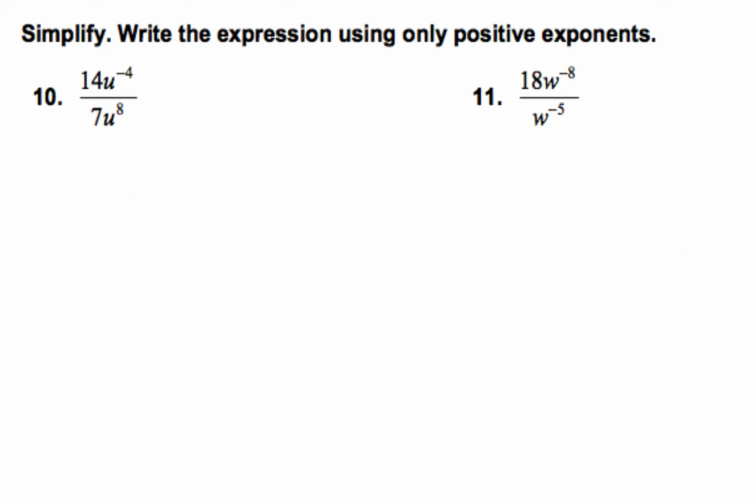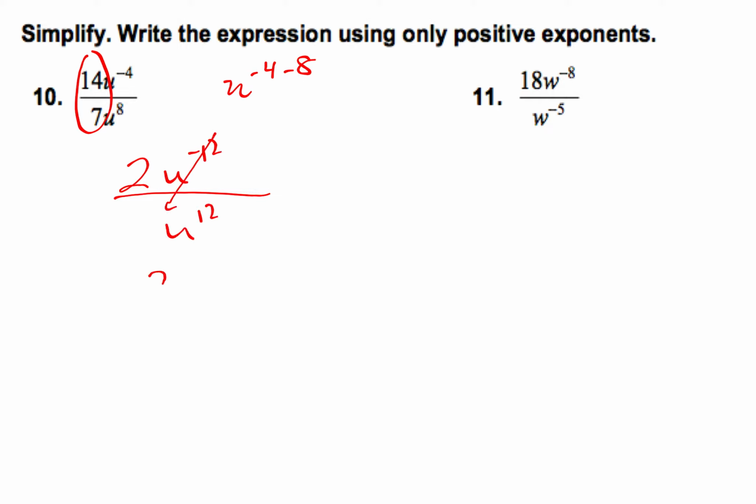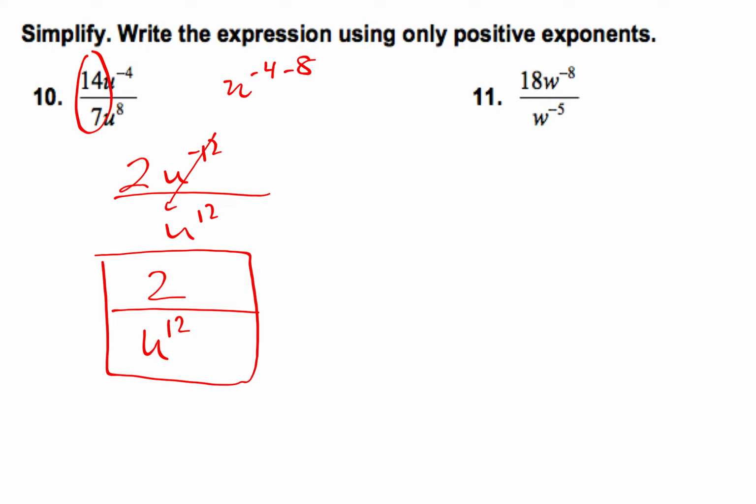Number 10. 14u to the negative 4th over 7u to the 8th. Well, 14 over 7 reduces to 2. u to the negative 4 minus u to the negative 8 is going to be u to the negative 12. Move that to the bottom, and we get 2 over u to the 12. And that would be the answer there.